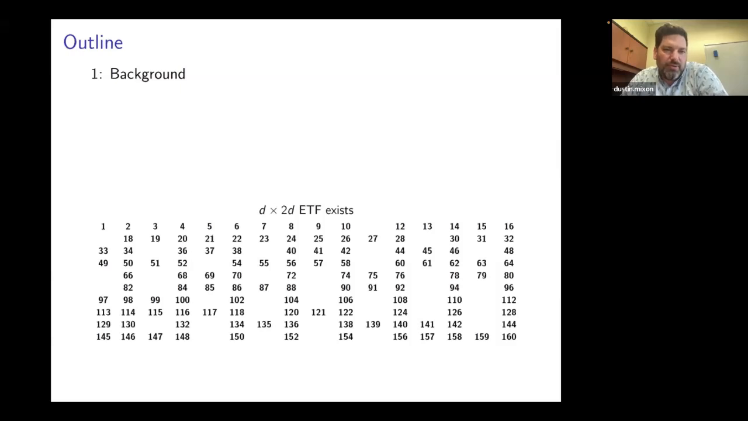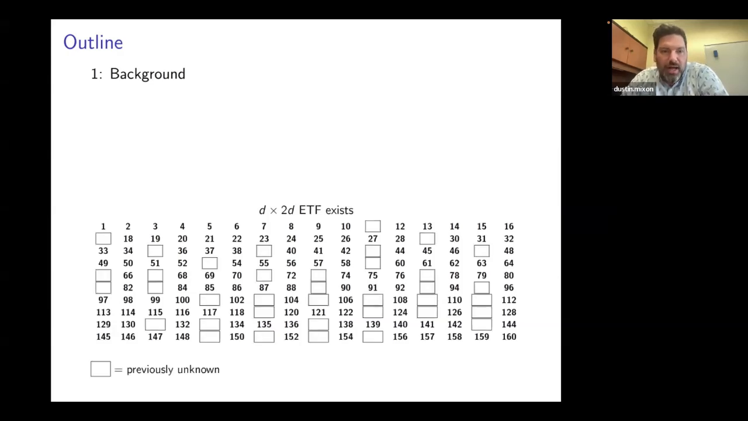Before we started working on this problem, there were a bunch of examples of D by 2D ETFs. These are all the values of D for which things were known, and we'll cover that background before I show you a trick that was used to fill a bunch of these gaps. These are the gaps that we need to fill in order for things to work for all dimensions.